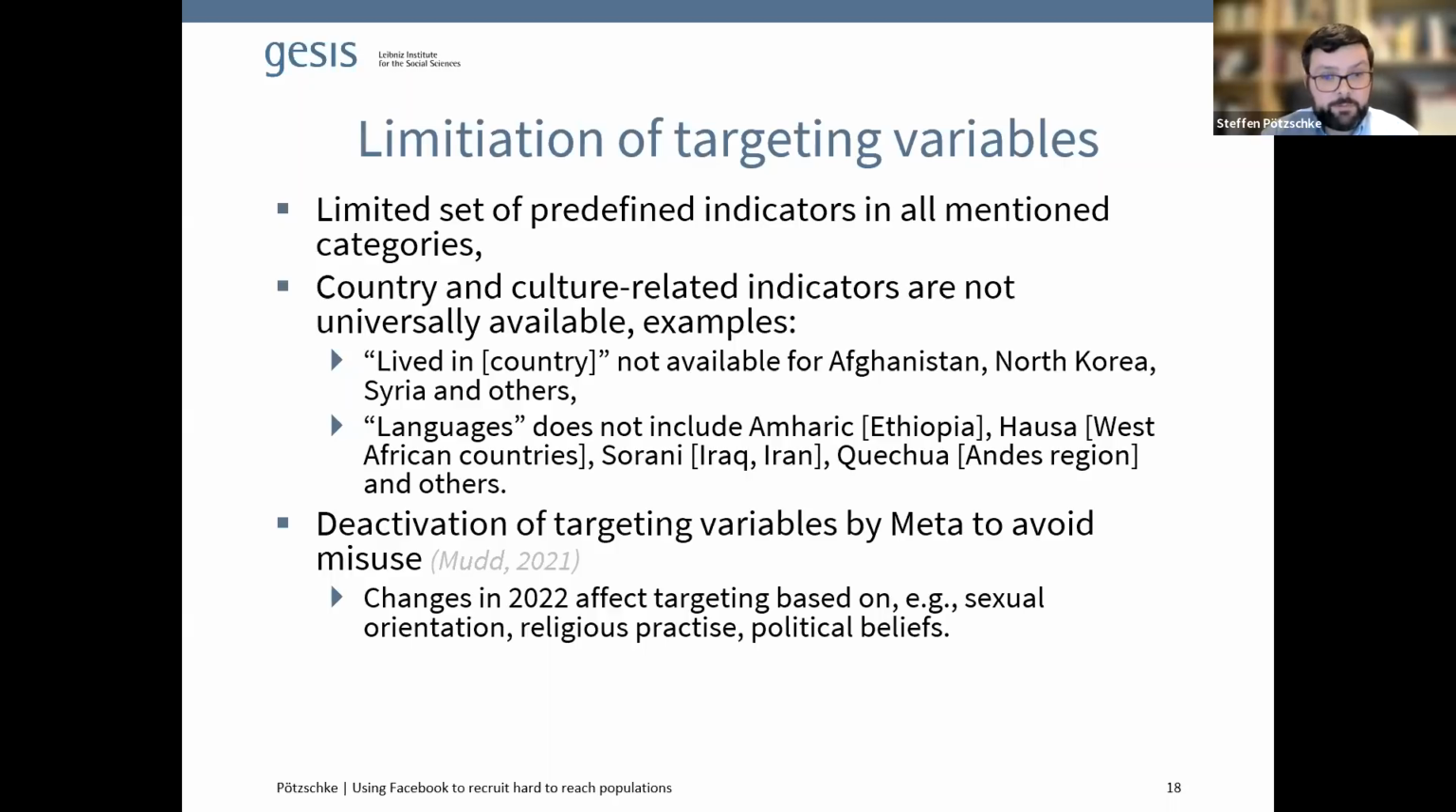And then the same applies to the language variable. This is available for many of the larger languages, but not for all of them. So if you think about Hausa, which is actually a language that is spoken widely in West African countries, even this is not available, but also languages which are specific to certain social groups or regions, like Quechua in South America, you cannot select as a targeting variable.